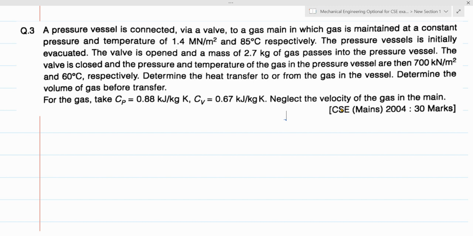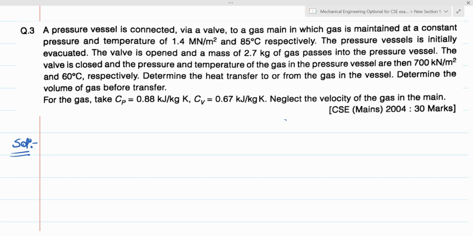Determine the heat transferred to or from the gas in the vessel. Determine the volume of gas before transfer. For the gas, take Cp is equal to 0.88 kilojoule per kilogram Kelvin and Cv is equal to 0.67 kilojoule per kilogram Kelvin. Neglect the velocity of the gas in the main. So this question is based upon the steady flow equation. So we can just solve it using the steady flow energy equation.